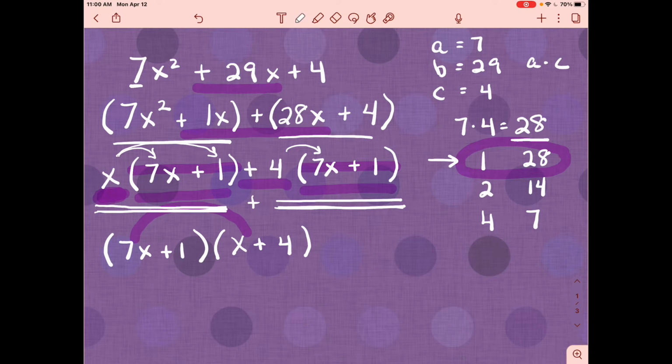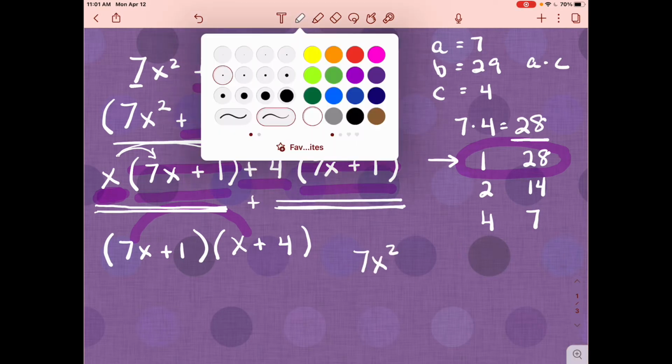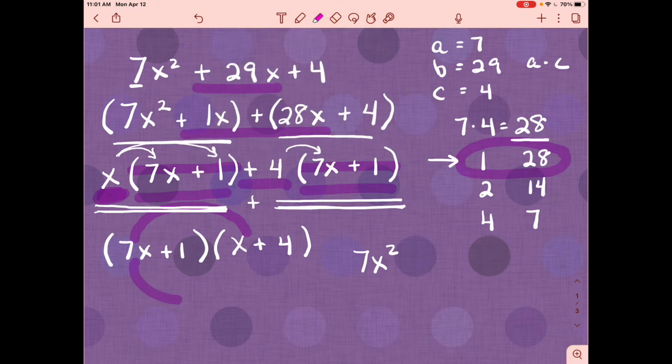7x times x is 7x squared. 7x times 4 is 28x. 1 times x is x, or 1x.